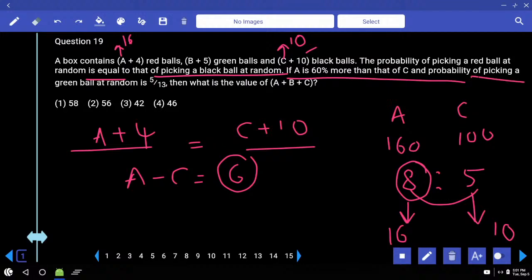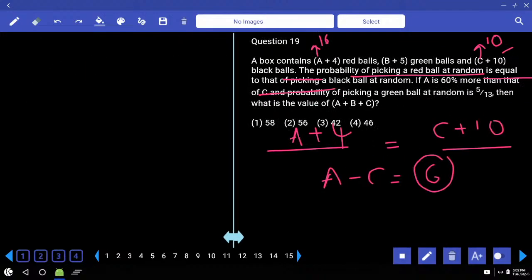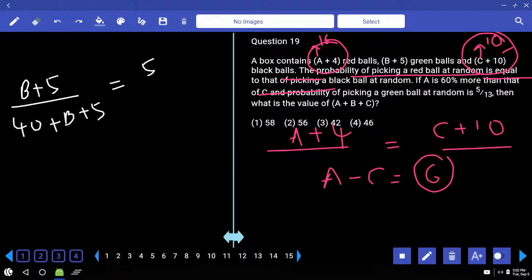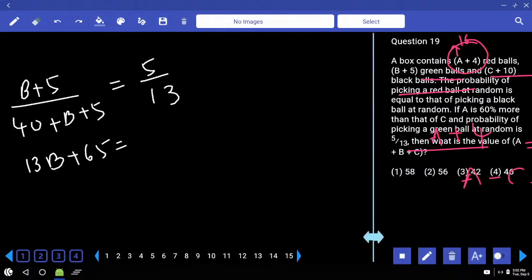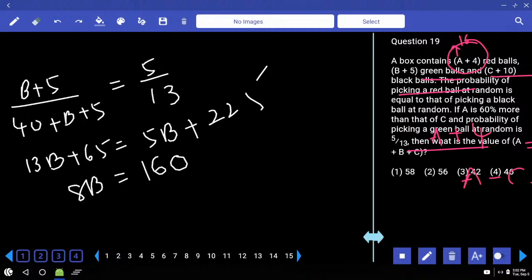what is the probability of picking a green ball? That is B plus 5 by 20 plus 20, 40 plus B plus 5, isn't it? Which is equal to 5 by 13. Understood or not? So here, try to find out the value of B: 13B plus 65 equals 5B plus 225. 8B equals 160. B equals 20.